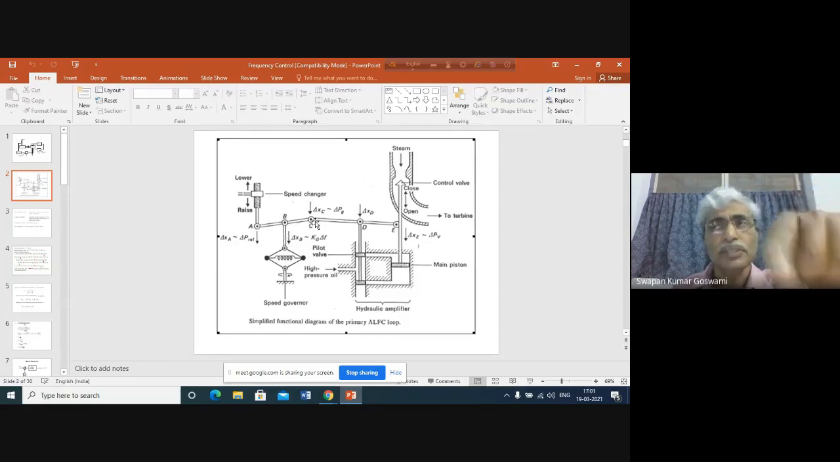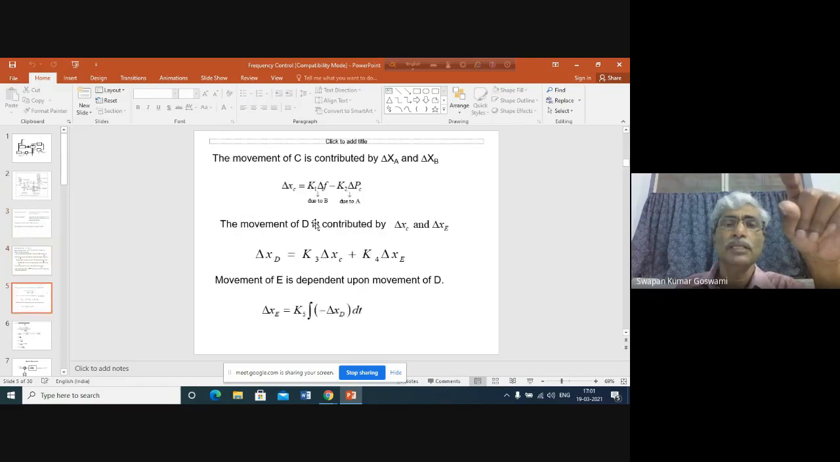So we can now write delta XC, the change in the position of C, is equal to K1 delta F minus K2 delta PC. K1 delta F is due to the change in the position of B. K2 delta PC is due to the change in the position of A. How is this due to the change in the position of A, and how is this due to the change in the position of B? Let us discuss this. Okay.